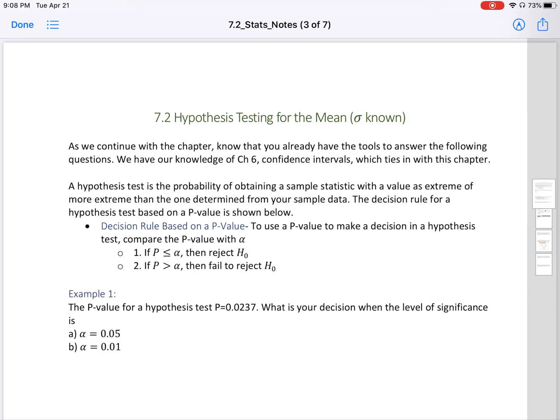Hi, we're continuing our Chapter 7 notes with 7.2, hypothesis testing for the mean with sigma known. As we continue with the chapter, know that you already have the tools to answer the following questions. We have our knowledge from Chapter 6, confidence intervals, and it kind of ties together in this chapter.